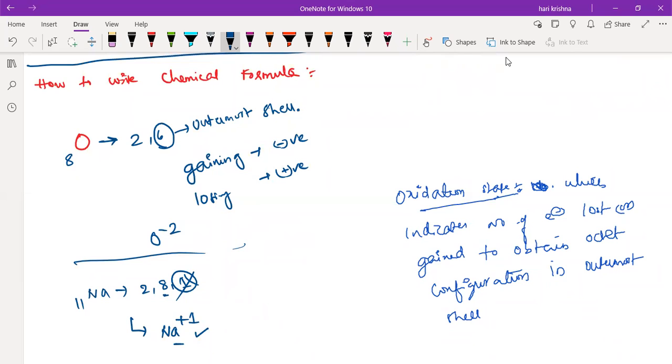Now you understand why the first group elements will always show +1. Because if it loses 1 electron from the outermost shell, it will get the octet configuration of noble gases. That is what the oxidation state is.